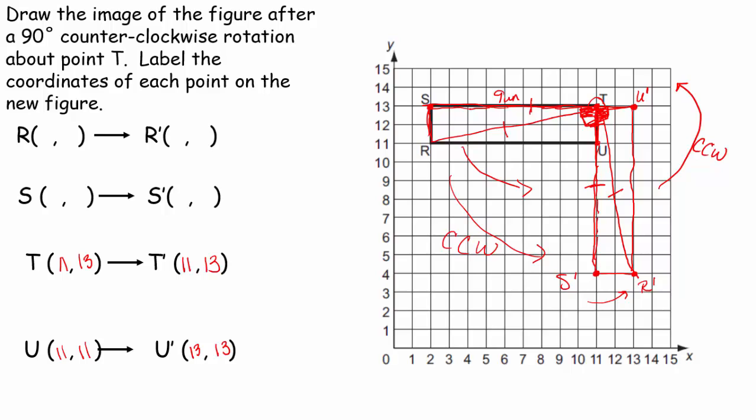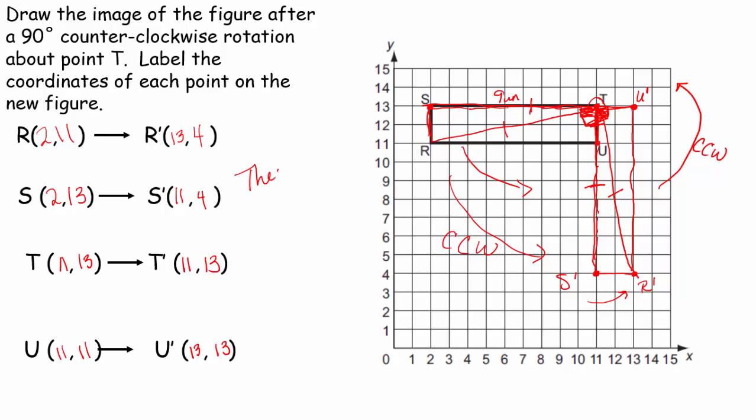So now let's take a look at those new coordinates. Remember, for S, I started at 2, 13, and at S prime, I ended at 11, 4. Now for R, I started at 2, 11, and I ended up at 13, 4. Here's the question. Do you see any relationship between these coordinates that I could just apply any rule for? The answer to that is no.